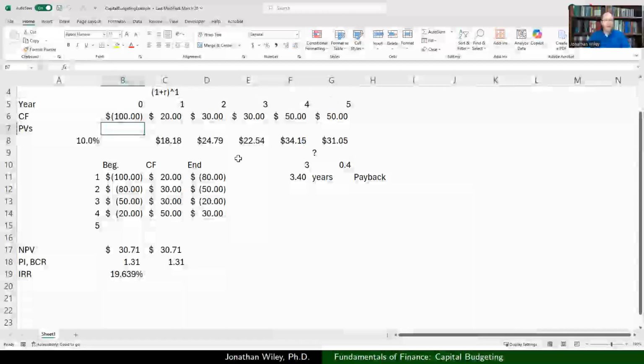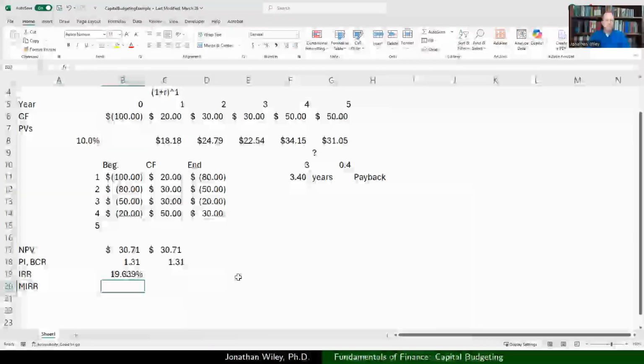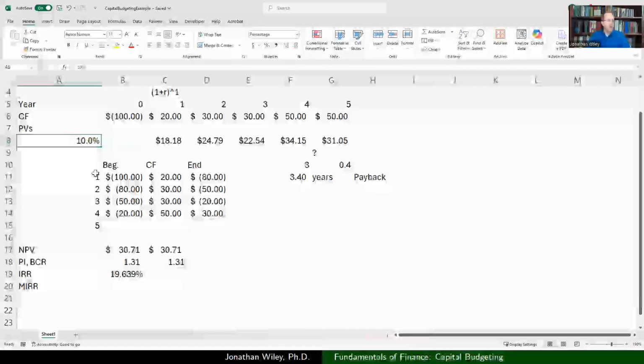Now, having said all of that, if you're using Excel, there's a formula for this. So let's take a look at that formula. MIRR. Now, first off, before I do this, let's pause and think for a moment. I stated a moment ago that the MIRR has to wind up between the IRR and the required rate of return. So here's my required rate of return that I've been using in this example. Here's my IRR. So my modified internal rate of return had better wind up somewhere between 10 and 19.64%. Let's go ahead and see what we get.